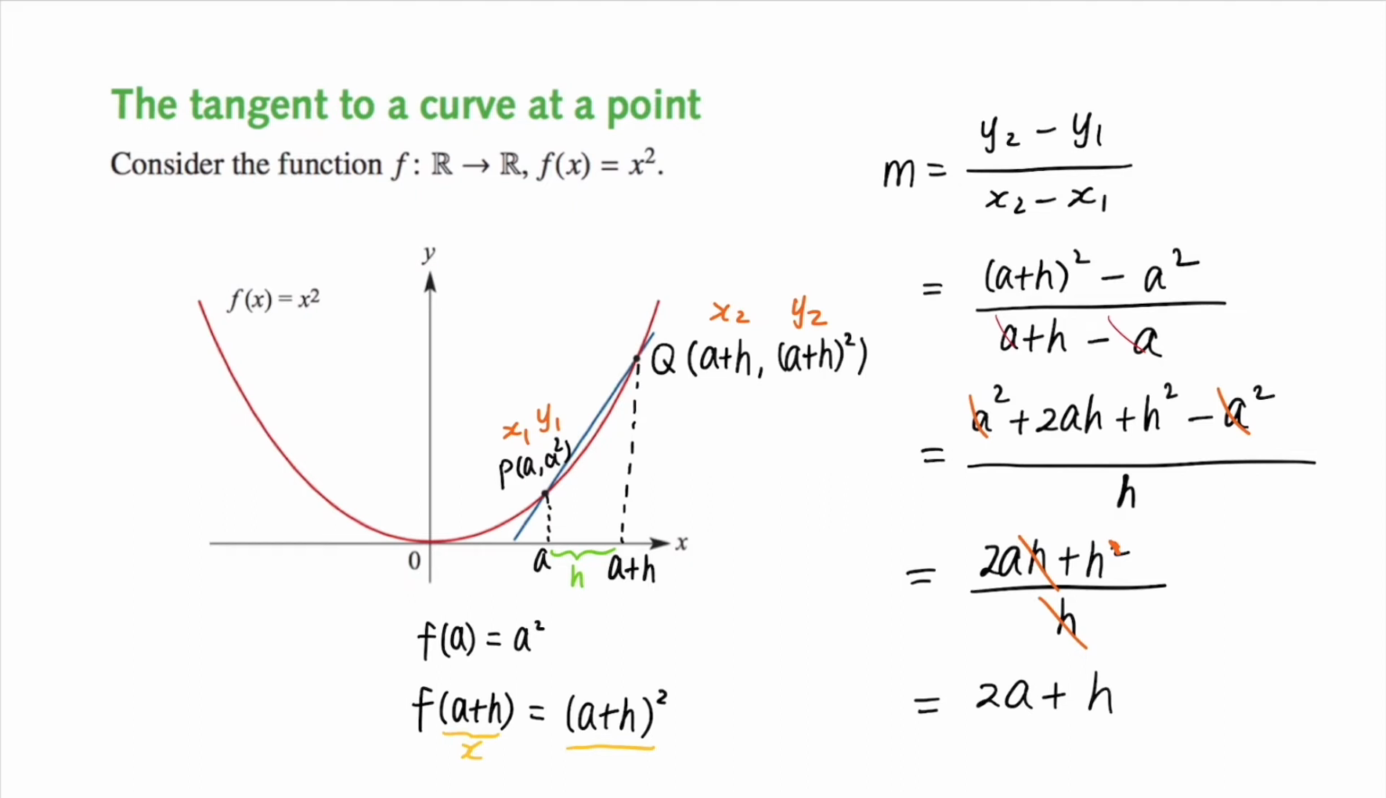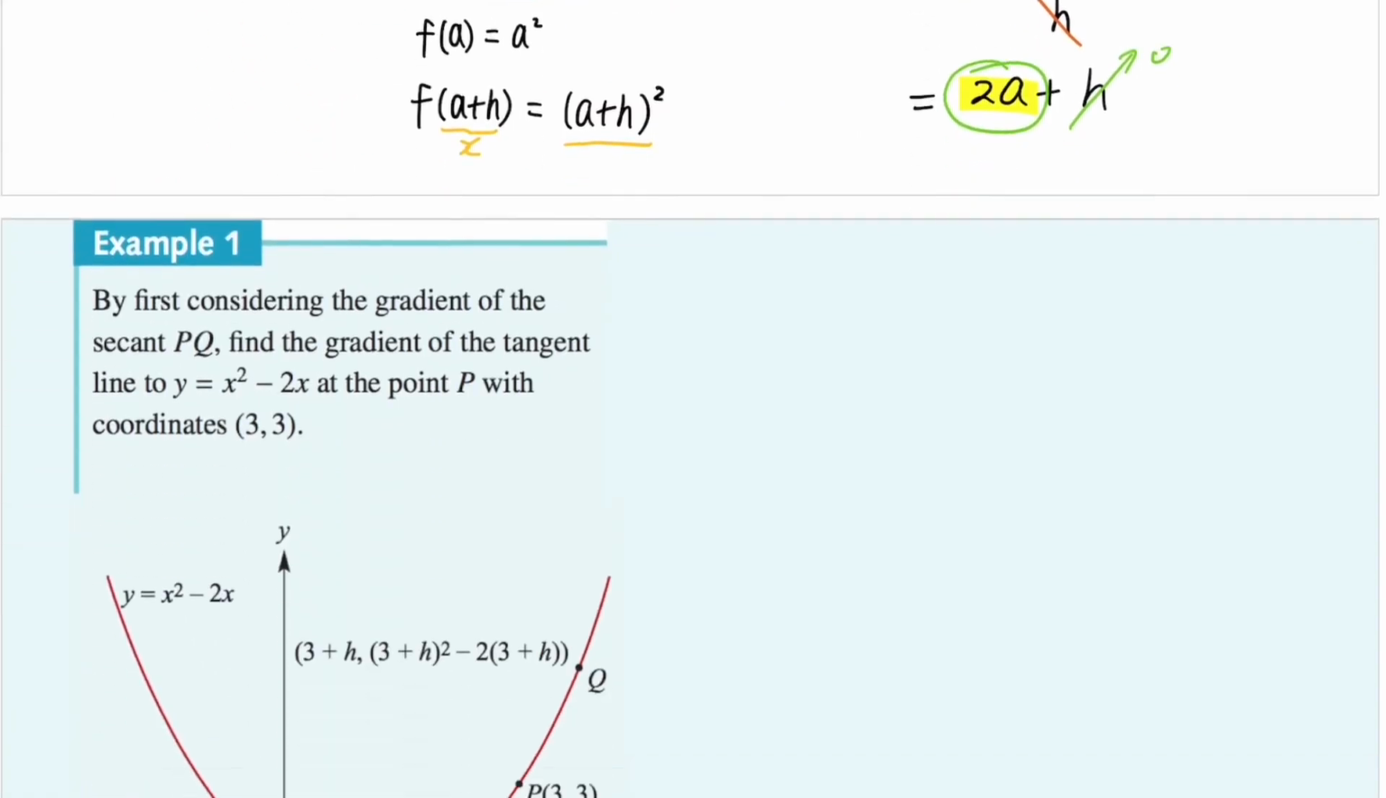So ideally, we want the difference in the x values to be as close to 0 as possible. So when h is getting closer to 0, meaning that the 2 points are getting closer and closer, we say that the limit of 2a plus h as h approaches 0 is 2a. Imagine if h is going to 0, then we're left with 2a only. So the tangent at point P is 2a.